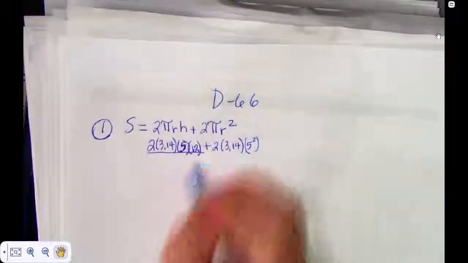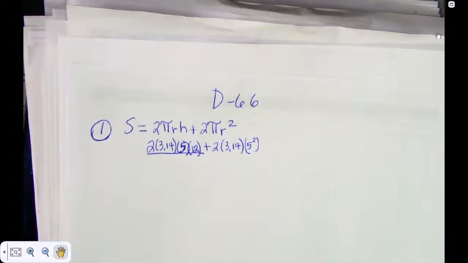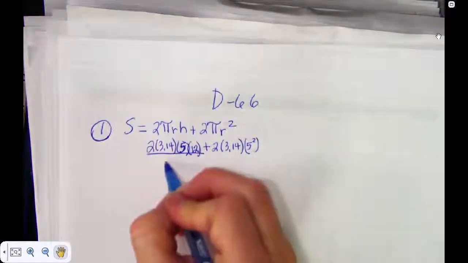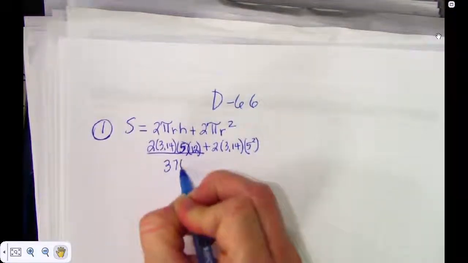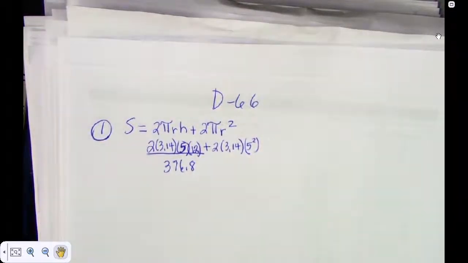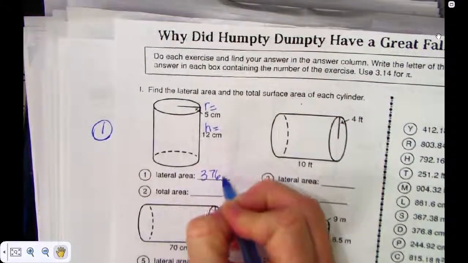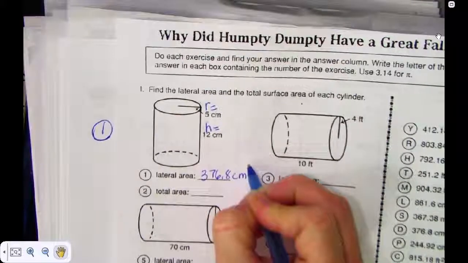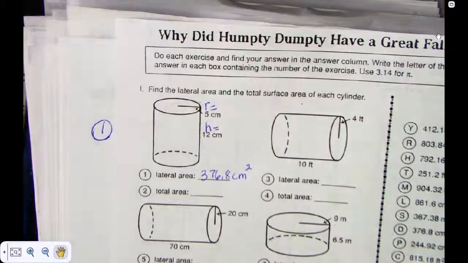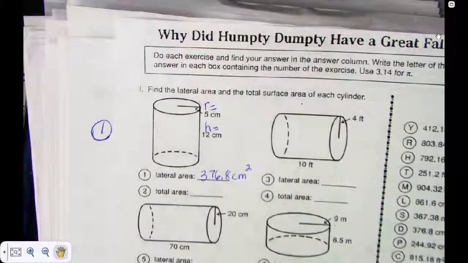Now I'm going to multiply the first part of it. I should hear clickety-clack. Tell them what you got. Good, 376.8. What does that give me? 376.8. What is that? It's the lateral. Well, they want the lateral, so I'm going to come over here and write 376.8 centimeters squared. That is the lateral surface area.